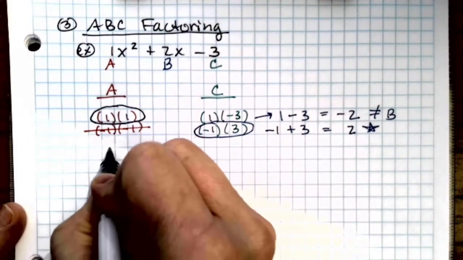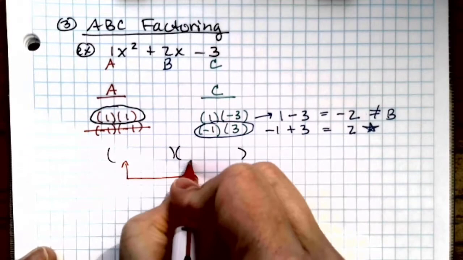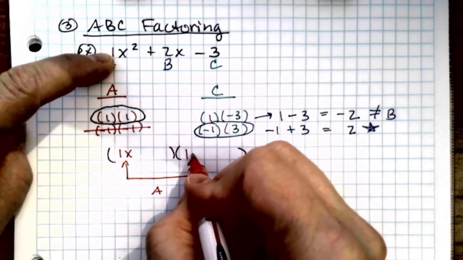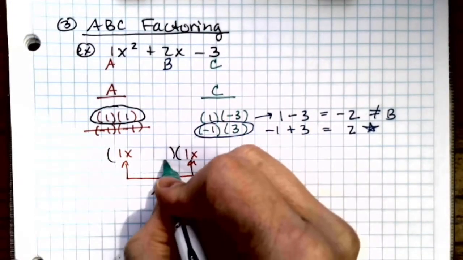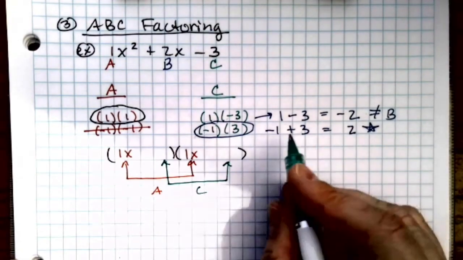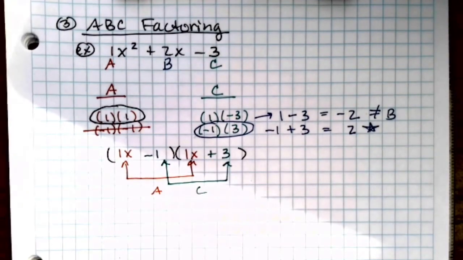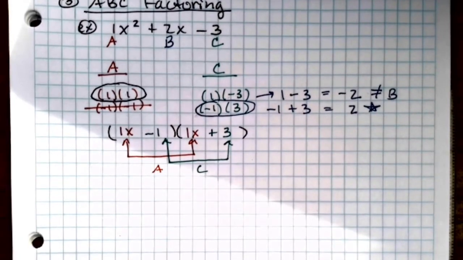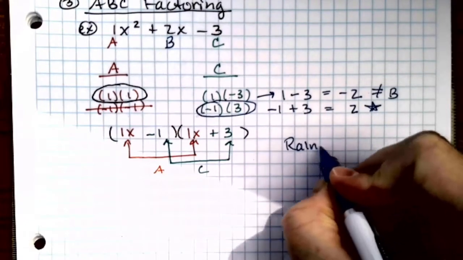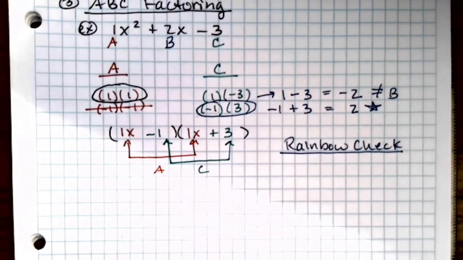Okay, so we're going to draw our sets of parentheses, and A's go in the first position. So 1 and 1, and then if it has a variable, split it, x and x. Factors of C go in the second position, which is negative 1 and 3. The last thing you want to do is make sure that your C's are in the correct spot. We learned something that we nicknamed rainbow check. Rainbow check is a shortcut to multiplication.